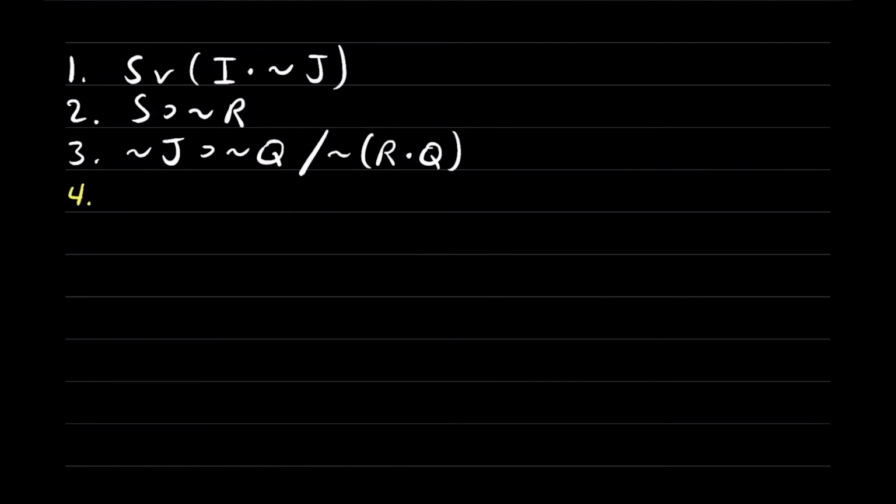The very first thing I notice is that line 1 seems to match one of the forms for distribution. So I'm going to distribute that S to the other two terms: S or I, and S or not J. That's going to follow from line 1 by distribution.